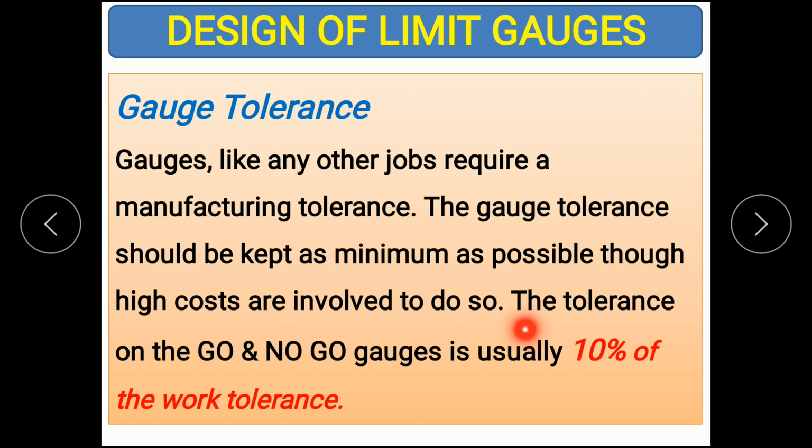The tolerance on the go and no go gauges is usually 10% of the work tolerance. The tolerance on the object being inspected is called the working tolerance. So 10% of that tolerance will be provided on the gauges.